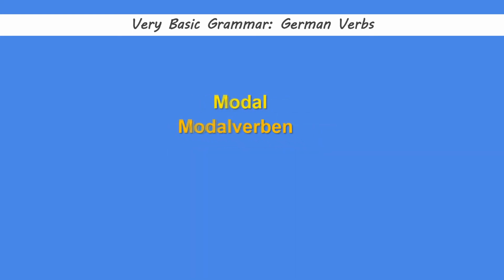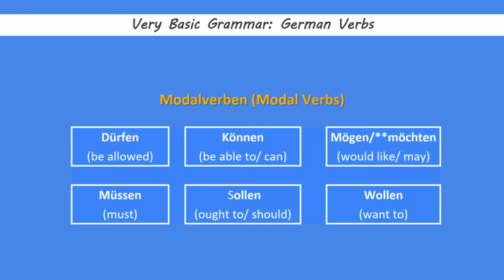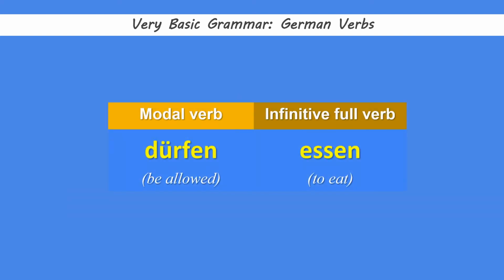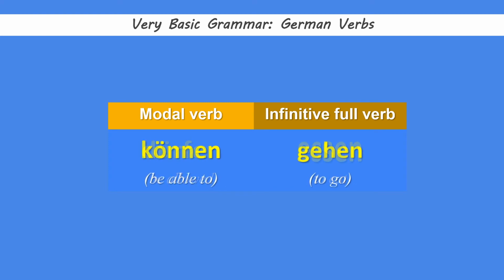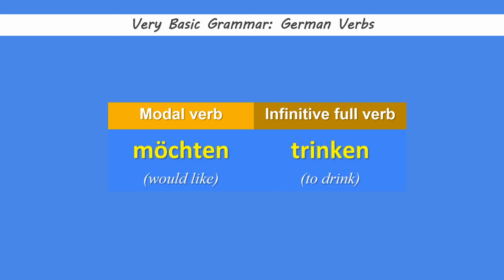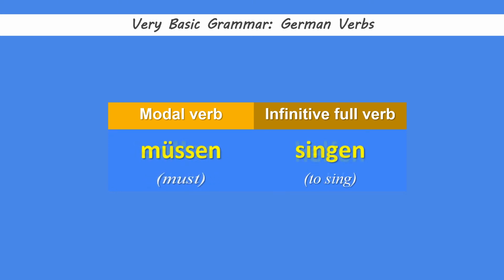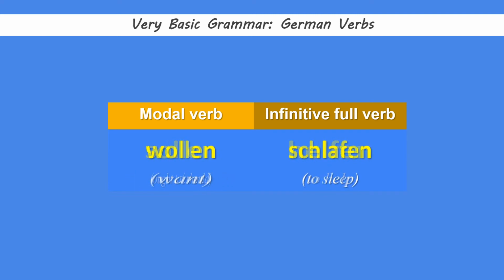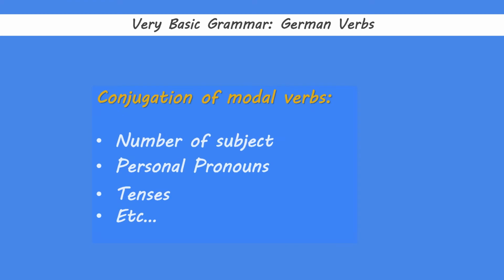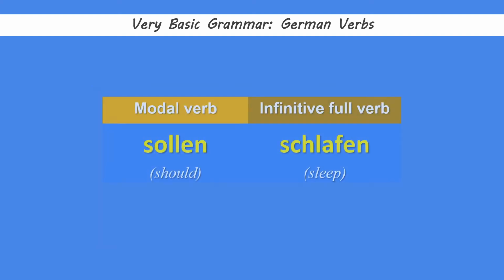Modalverben. We have mainly 6 modal verbs in German: dürfen, können, mögen, müssen, sollen, wollen. We generally use modal verbs with the infinitive of the full verb. If there is a modal verb, the modal verb will be conjugated according to the subject person and tenses. The main verb remains in the basic form.